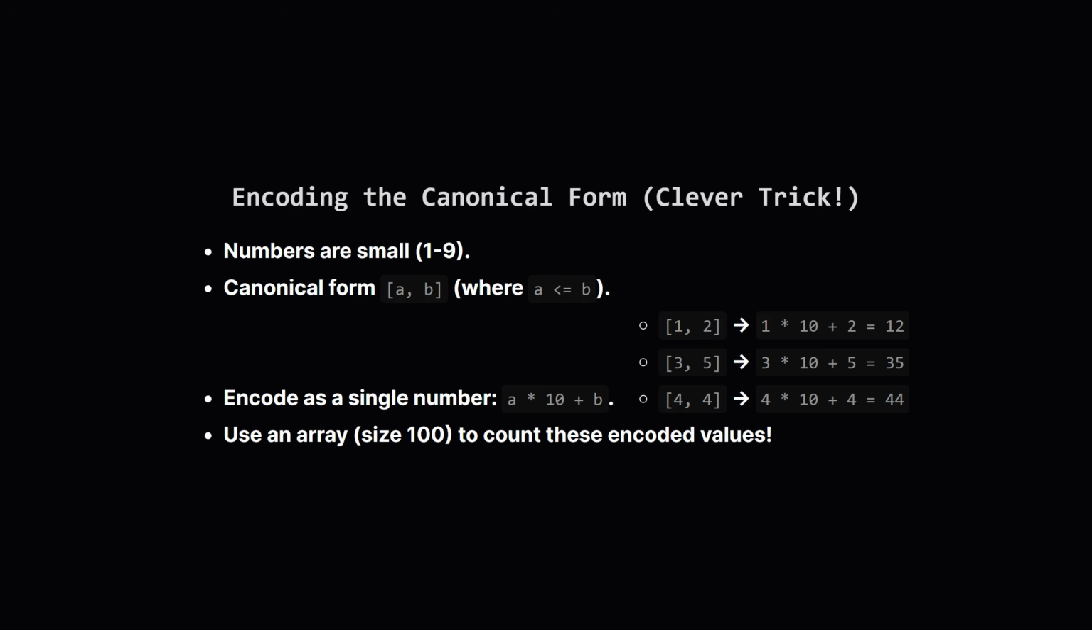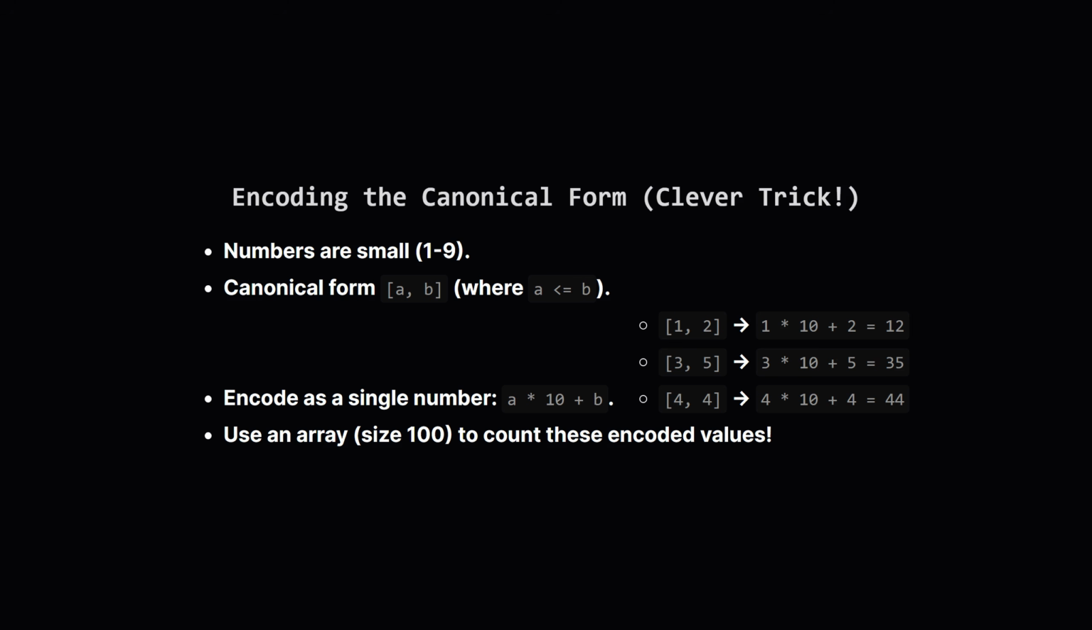Here's a neat little trick we can use because the numbers on the dominoes are small, only from 1 to 9. Once we have the canonical form, say (a, b) where a is the smaller or equal number, we can represent this pair as a single integer. We can just calculate a*10 plus b. For example, (1, 2) becomes 1 times 10 plus 2, which is 12. (3, 5) becomes 3 times 10 plus 5, which is 35. Even (4, 4) works, becoming 44.